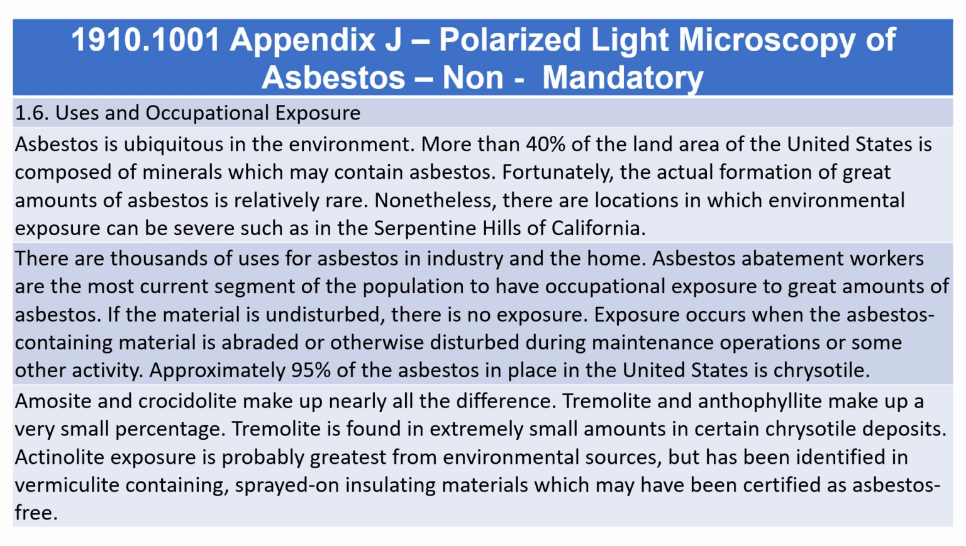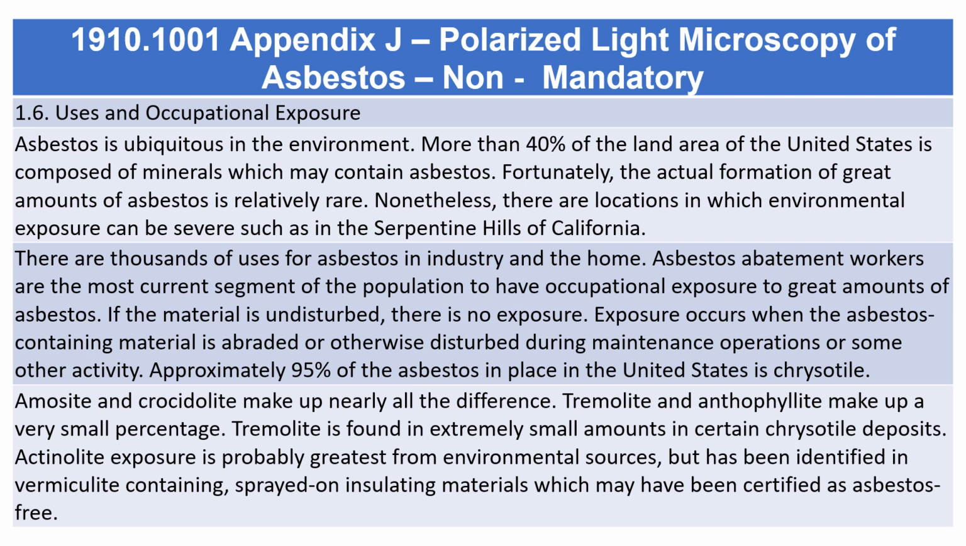1.6. Uses and occupational exposure. Asbestos is ubiquitous in the environment. More than 40% of the land area of the United States is composed of minerals which may contain asbestos. Fortunately, the actual formation of great amounts of asbestos is relatively rare.